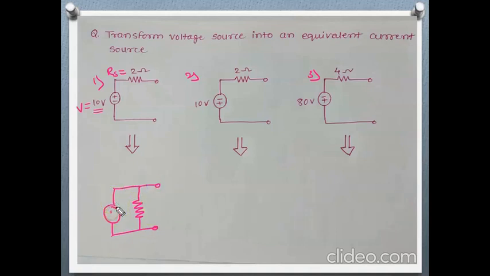This is the current source, this is the value of RSH. Here we want the value of this I and RSH and the direction of this current. Here V is given, RS is given. So we have these two equations. V is equal to I into RS and RS is equal to RSH. From these two equations, we are going to find this equivalent current source. Here RS is equal to RSH. So RS is what? 2 ohm. So RSH will also be 2 ohm.